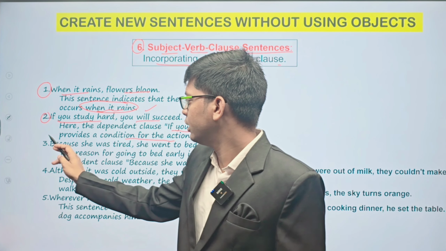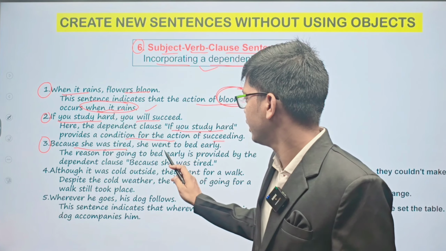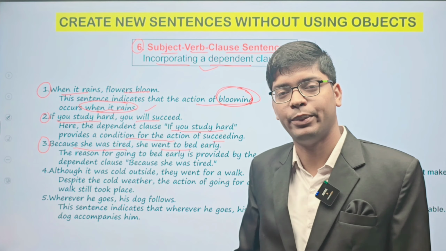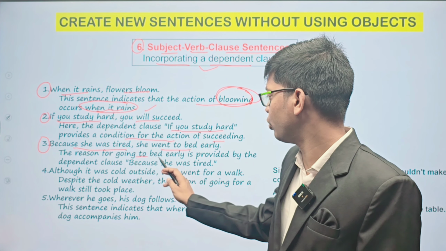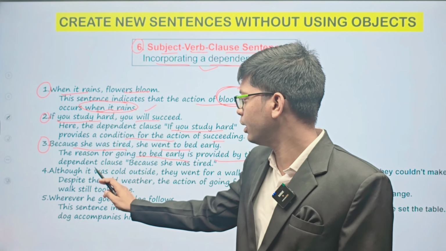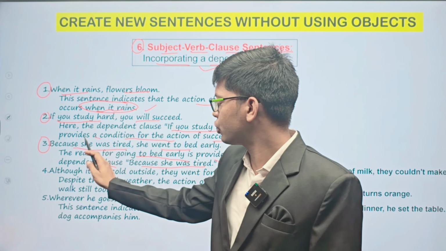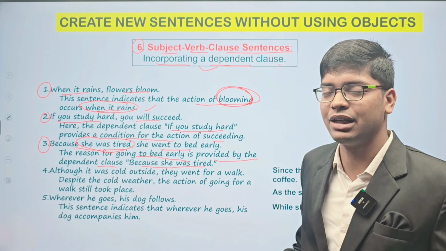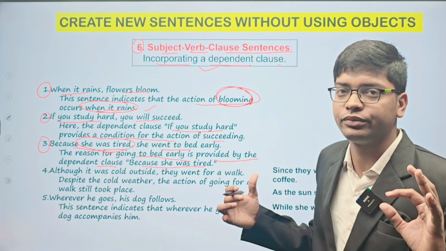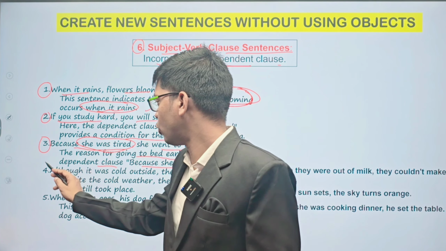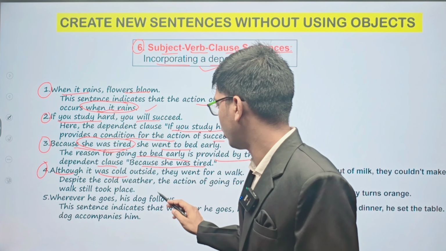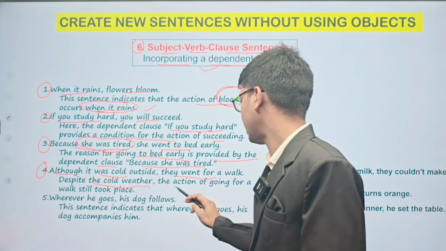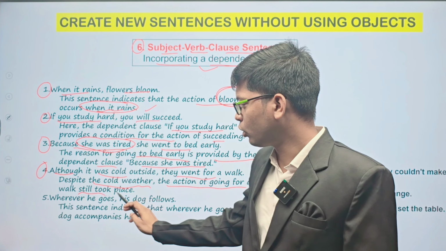Next one: "Because she was tired, she went to bed early." The reason for going to bed early is provided by the dependent clause, "because she was tired." So you can create these types of sentences by incorporating a dependent clause. Next one: "Although it was cold outside, they went for a walk." Despite the cold weather, the action of going for a walk still took place.